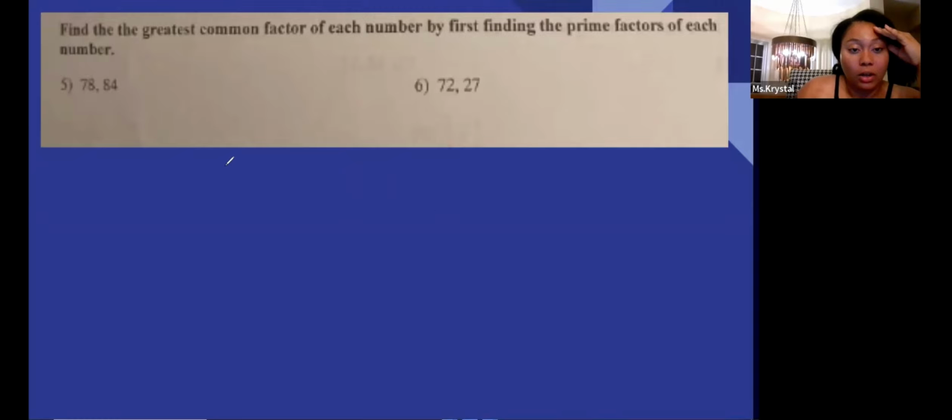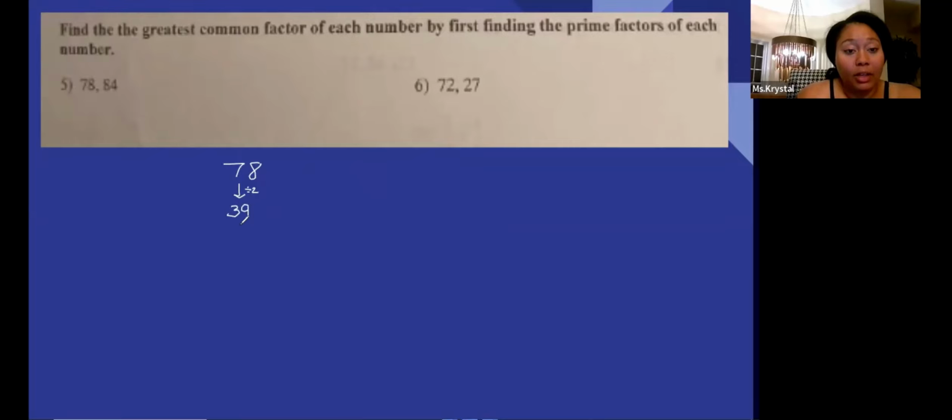So I'm going to start off with 78 over here. And remember, we're making little branches, okay? So we're going to divide 78 by 2, okay? So I'm just going to put a little divide by 2 right there. When I cut 78 in half, let's see, half of 78 is 39.